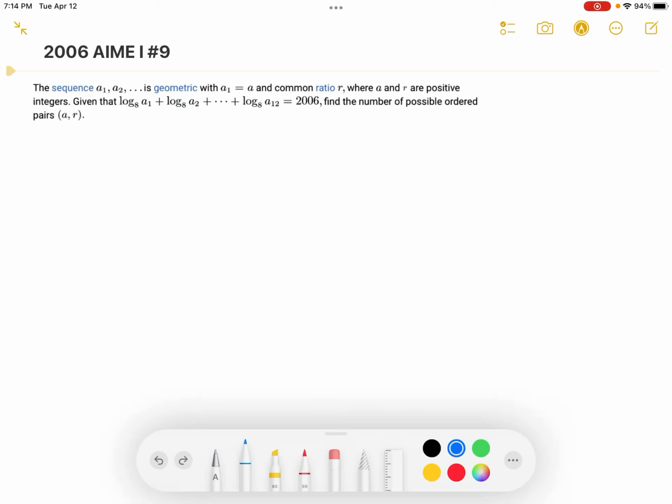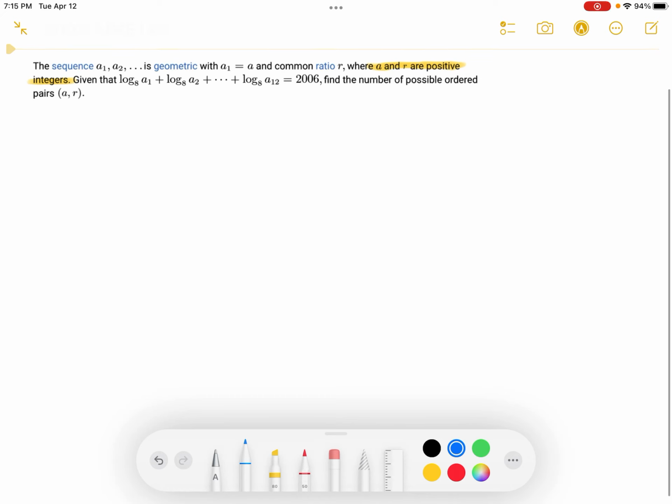Let's solve this 2006 AIME I question 9 together. We have a geometric sequence from a1 to a12 with a common ratio r, where a and r are positive integers, so we should bear that in mind. Given that log base a of a1 plus log base a of a2 plus all the way to log base a of a12 is equal to 2006, find the number of possible ordered pairs (a, r).